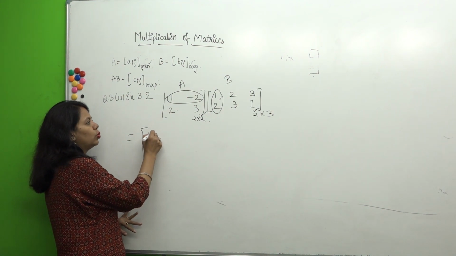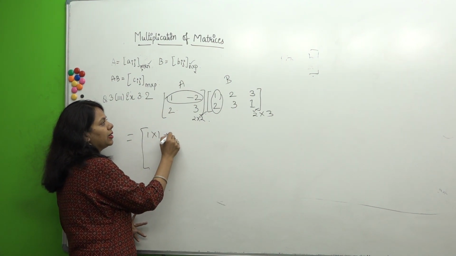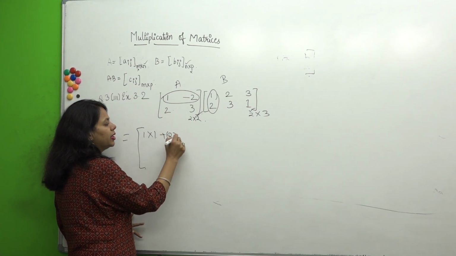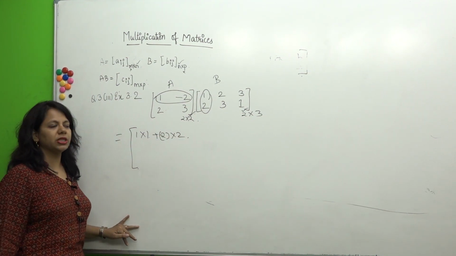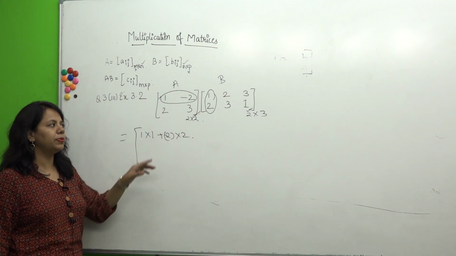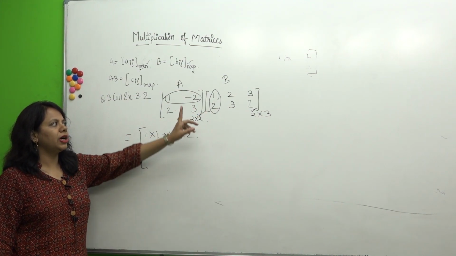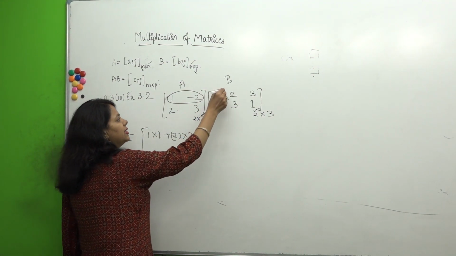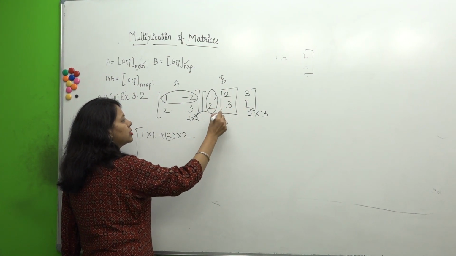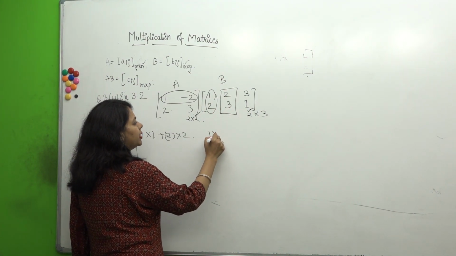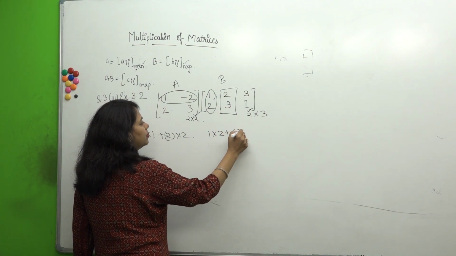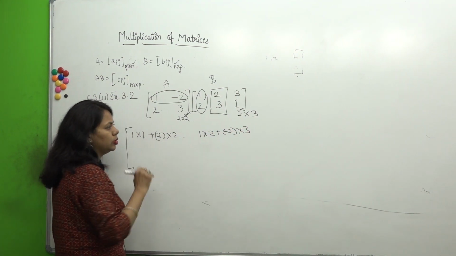So this is what? 1 into 1 plus 2 minus 2 into 2. This gives me the first element. Now I have completed first row, first column. I move ahead now. First row, second column. So first row, second column gives me what? 1 into 2 plus minus 2 into 3.